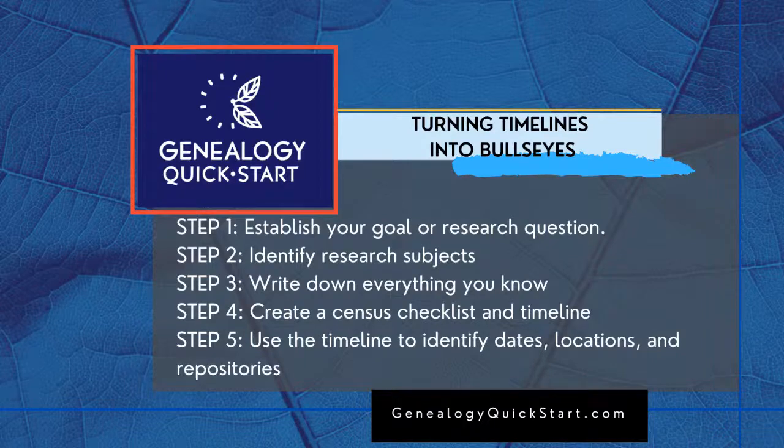So, Tamika, I love, love, love this quick start. Let's run through your steps for turning timelines into bullseyes. Step one is you want to establish your goal or research question. Step two, identify a research subject. Step three, write down everything you know, get it out of your head. Step four, create a census checklist and timeline. We should all have these. And step five is to use the timeline to identify the triangle: dates, locations, and repositories. I love your quick start, Tamika. Thank you so much for that.